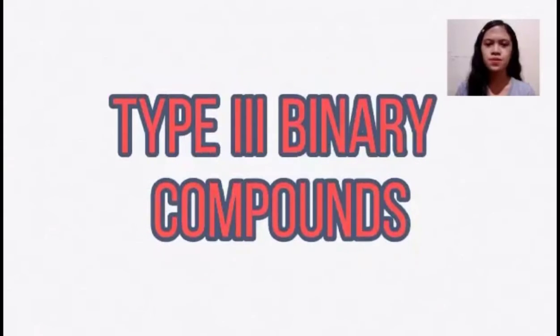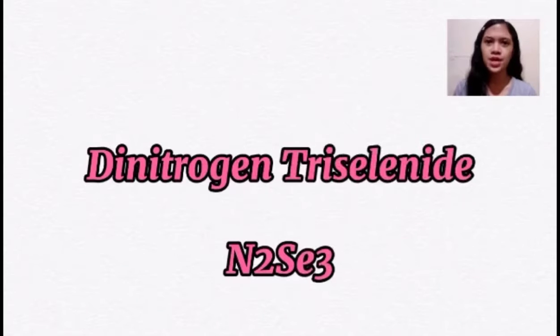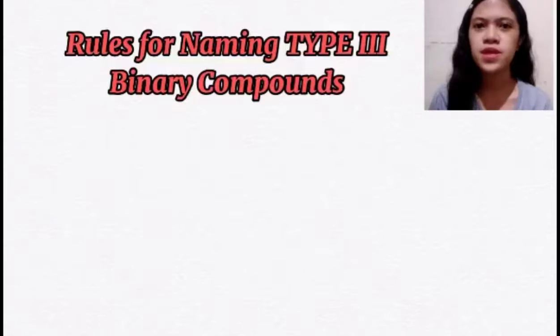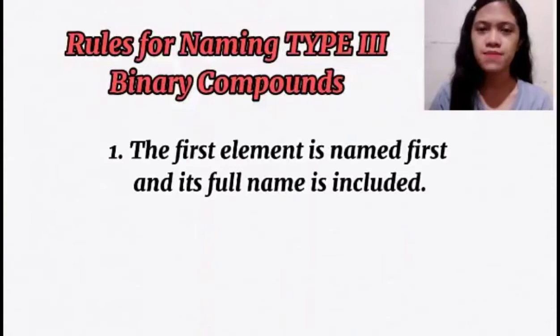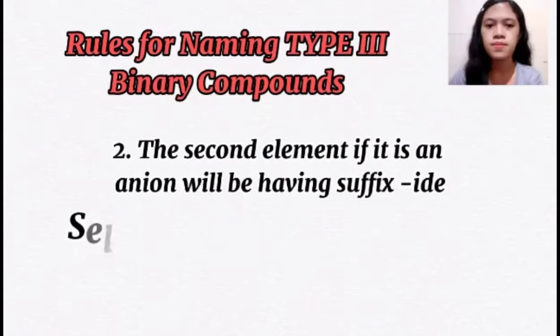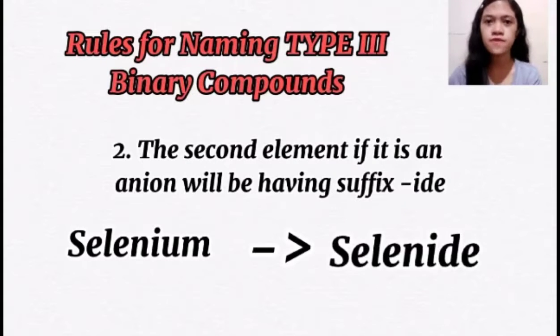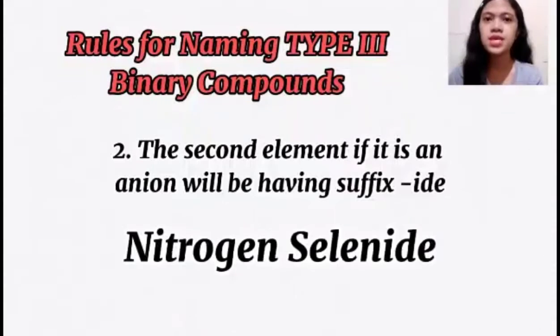Binary compounds. Dinitrogen triselenide or N2Se3, for naming type 3 binary compounds. The first element's name is written first and its full name is included. So in our given, we have nitrogen. For the second element, if it is an ion, it should have the suffix ide at the end. So selenium will become selenide. And now we have nitrogen selenide.